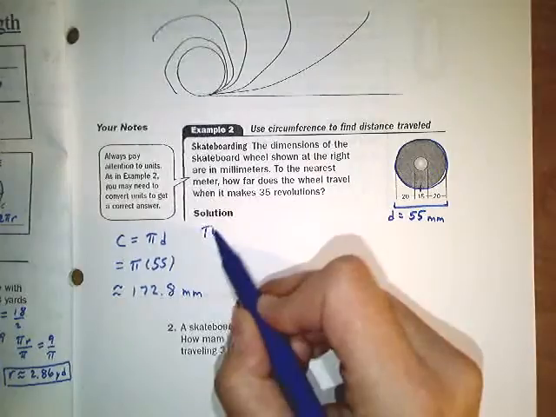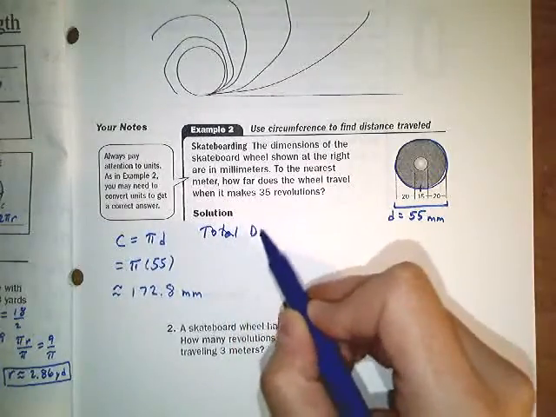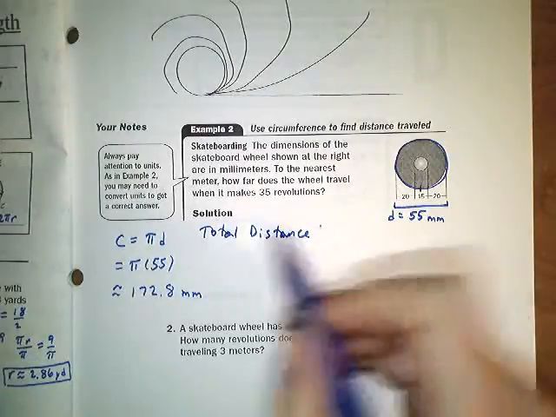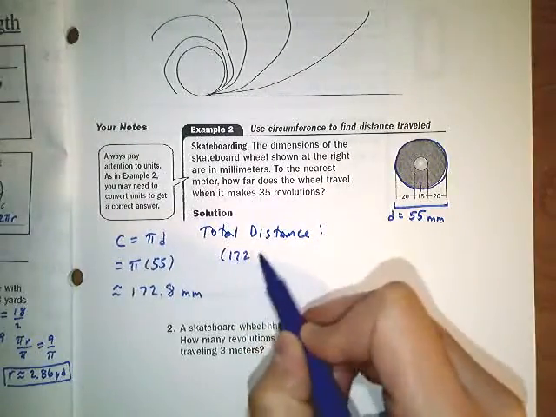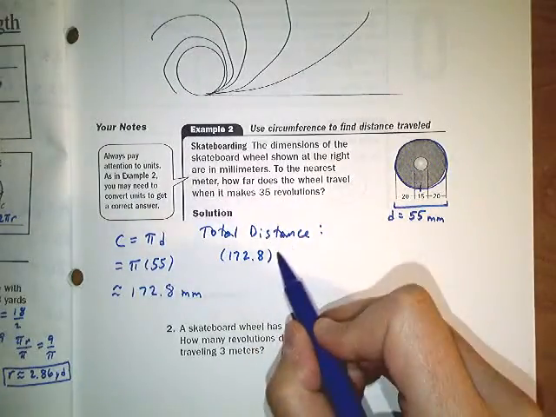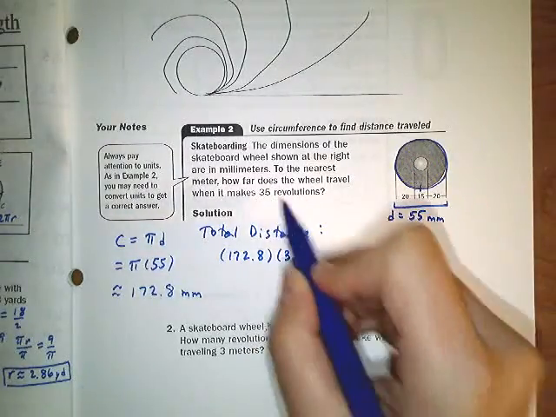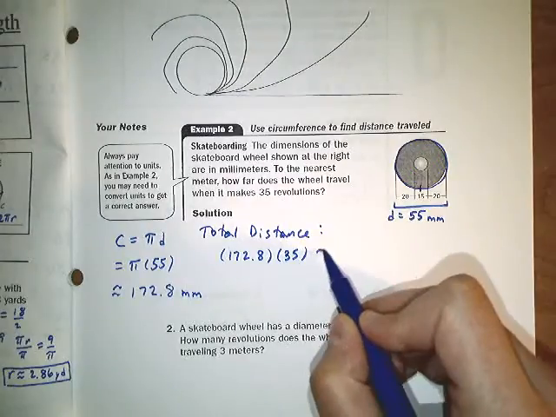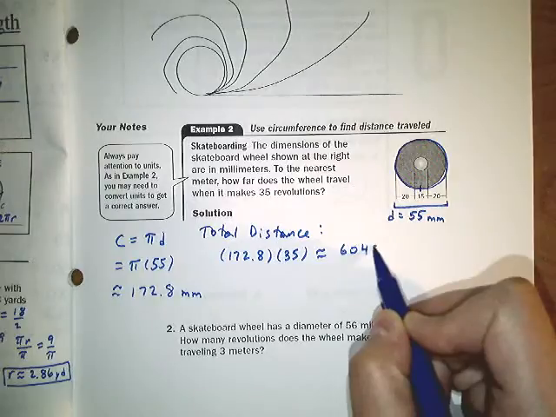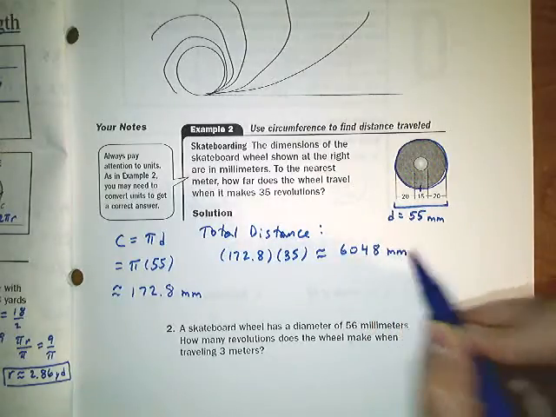Now, the total distance is 172.8. That's if it only spins around once. And they're saying, what if it spins around 35 times? That's 35 revolutions. That gives me approximately 6,048 millimeters that it travels.